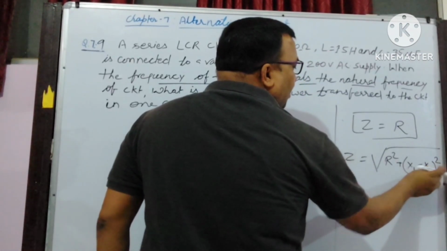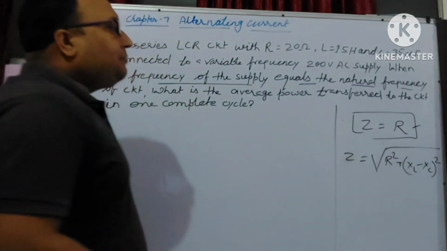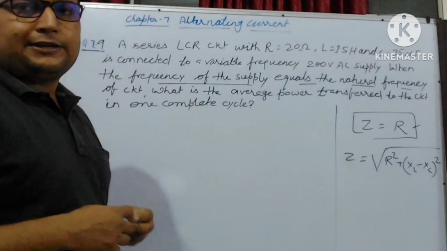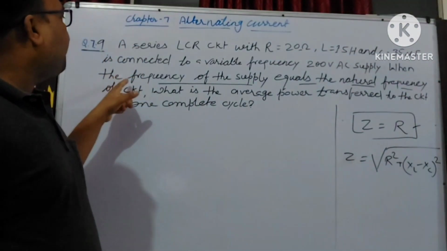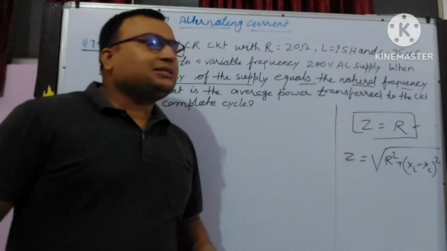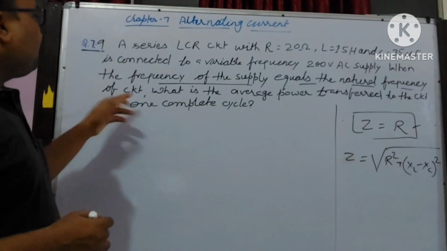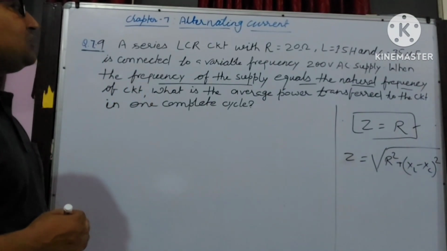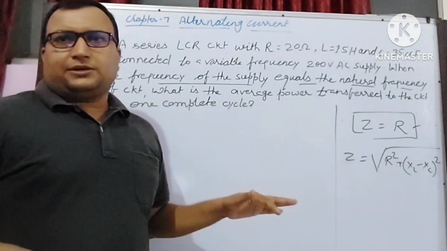So XL equal to XC. In that case, this one is completely zero and the result is Z equal to R. This is the main information we collect when the frequency of the supply is equal to the natural frequency. Now, of the circuit, what is the average power transferred in one complete cycle? So now the question is easier.